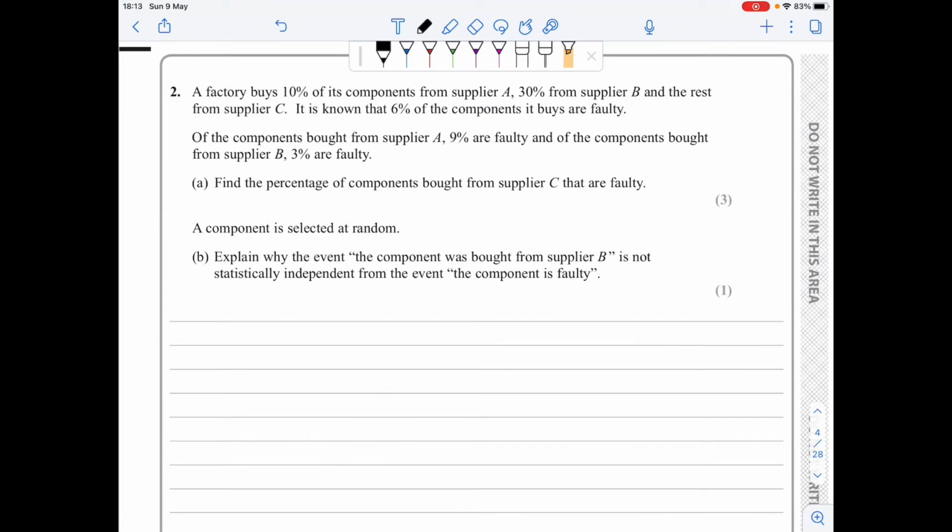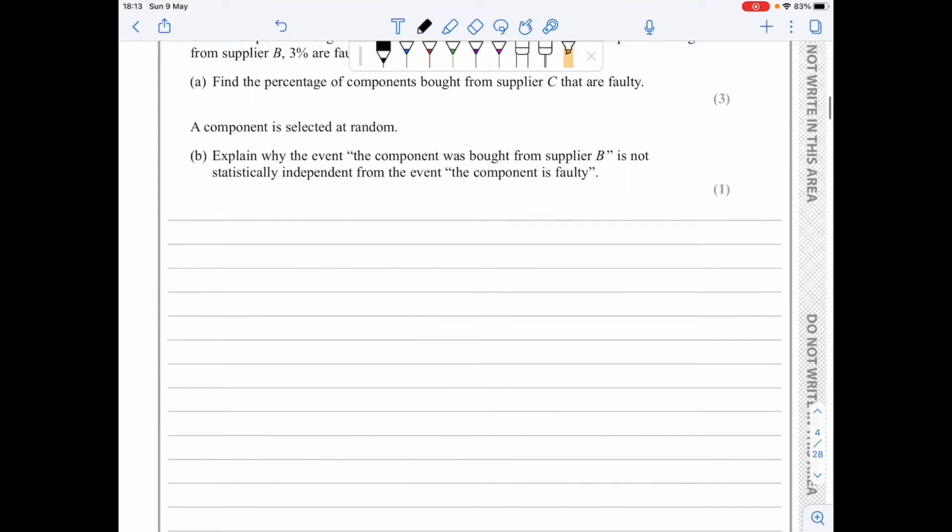In question 2, I'll start by drawing a tree diagram. The first split will be 3 branches for companies A, B, and C. The probabilities on each branch will be 0.1, 0.3, and the remaining, which is 0.6. And then each branch will split into another 2, one for faulty and another one for not faulty.